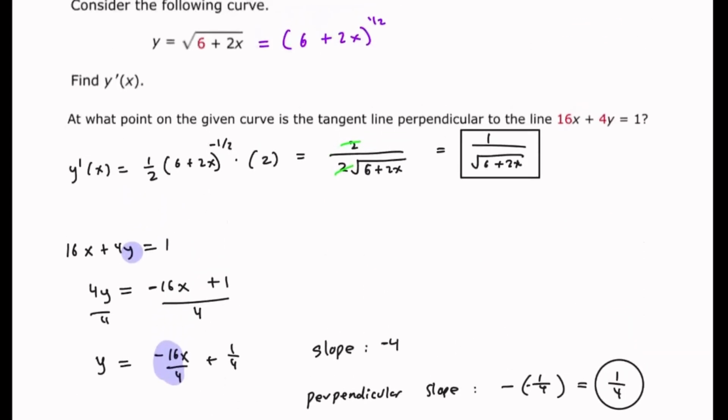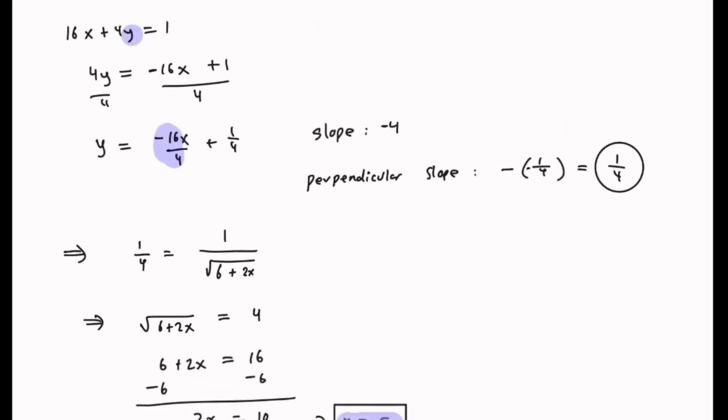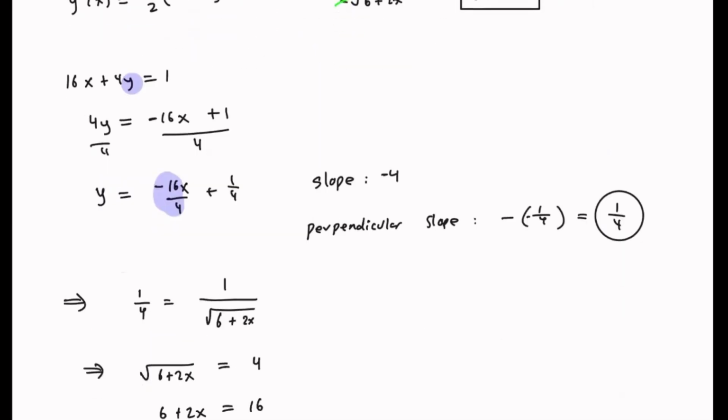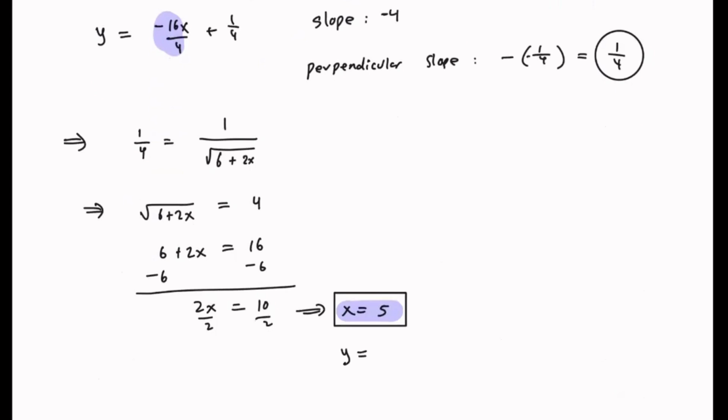Now we want to know what is the point. So that means we need the y coordinate of the point. We know the x coordinate is 5. So to get the y coordinate, we simply plug that into our curve right here. So y coordinate will be given as the square root of 6 plus 2x. I plug in x, which is 5 in this problem, and then I solve for y. So this will give you the square root of 6 plus 5 times 2, that's 10, which will be square root of 16, that's 4. There you have it.